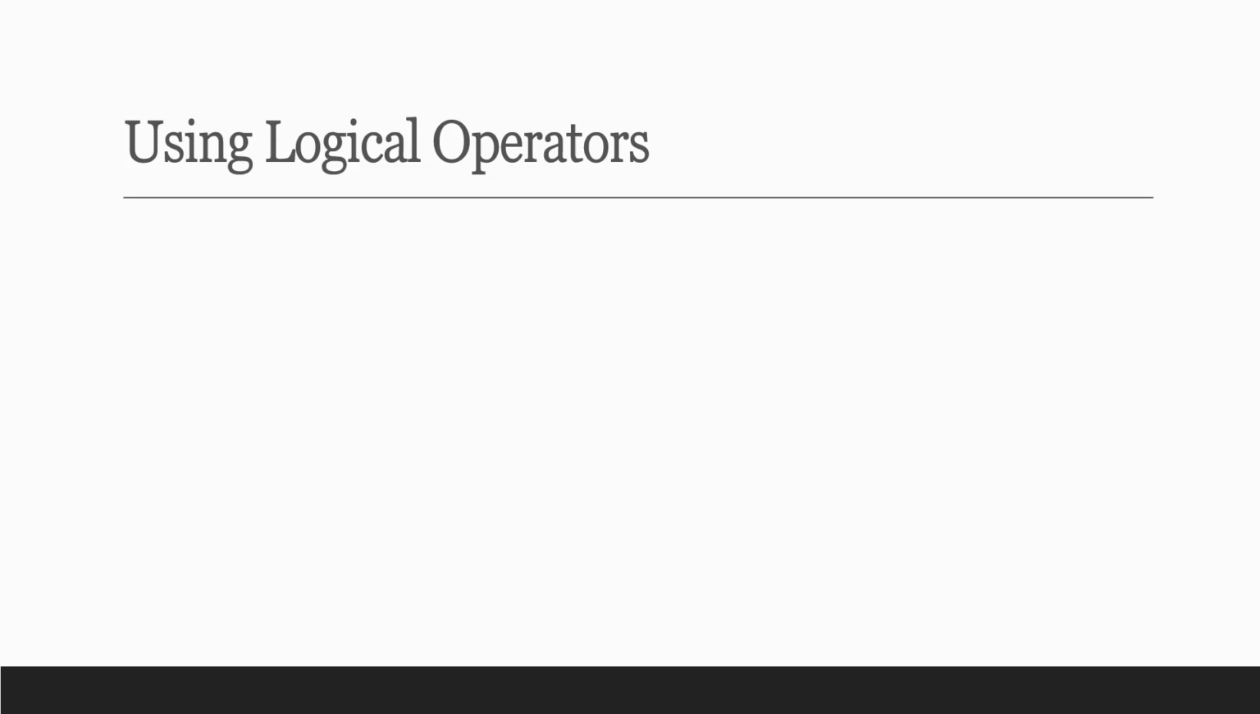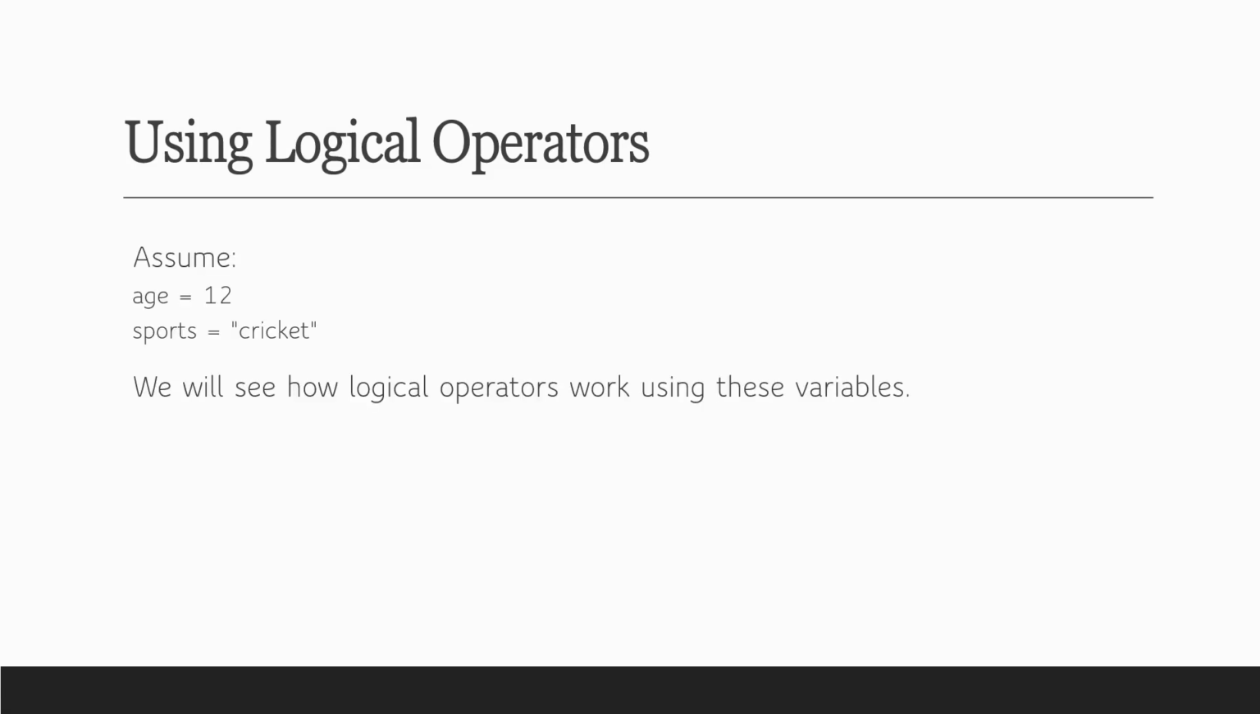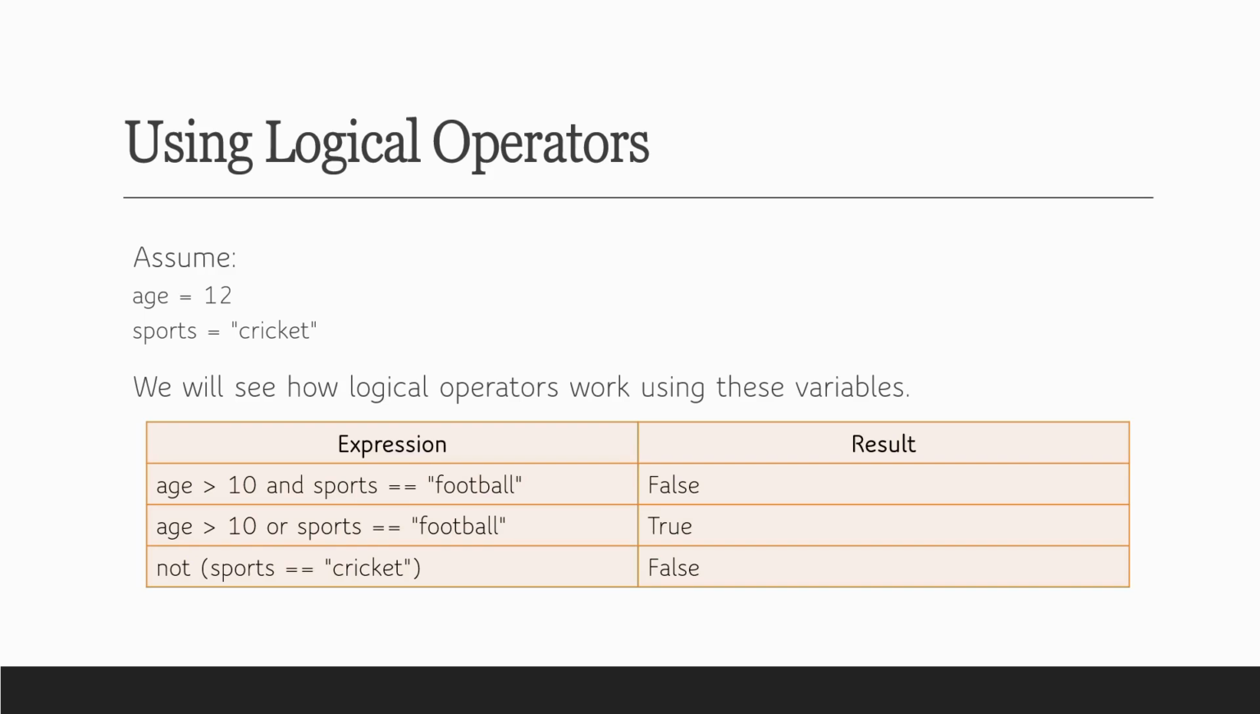Now let us understand how logical operators work using an example. Assume that age is 12 and sports is cricket. We will evaluate different logical conditions using these values. First condition, age greater than 10 and sports equal to football. In this case, age greater than 10 is true, but sports equal to football is false. Since the AND operator requires both conditions to be true, the final result is false.